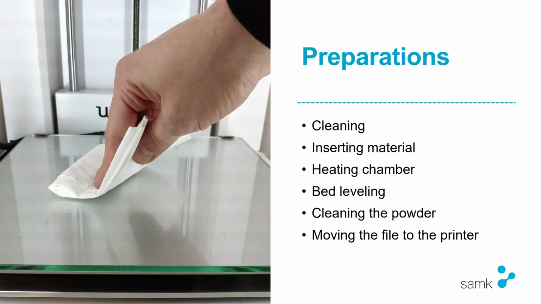Check if the bed is level. You don't have to do that every time, but just to make sure that it's almost there. Usually, most FDM 3D printers nowadays have auto bed leveling, so they do it themselves automatically. And in the SLS printing method, you have to clean the powder. You have to make sure that there's a mix of fresh and used powder if you want to use used powder. And then moving the file to the printer. You can move it either with a USB stick, SD card, or over the network.